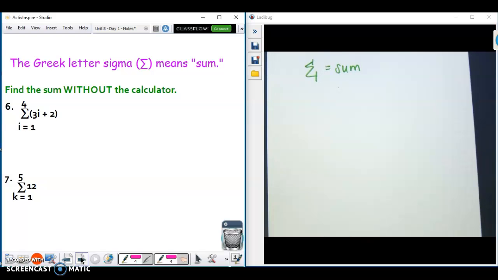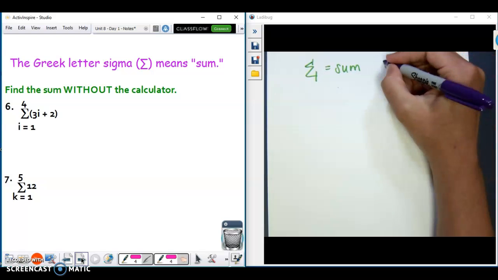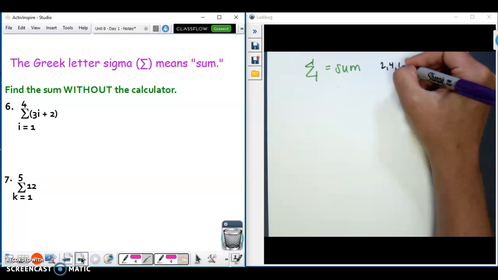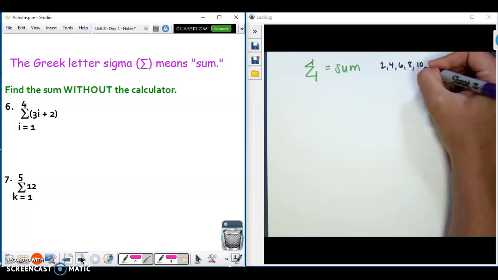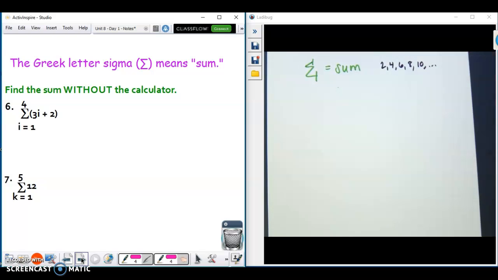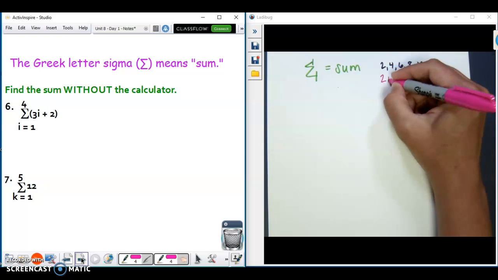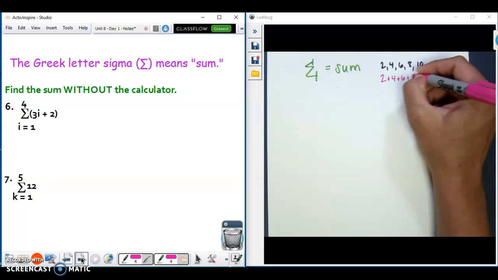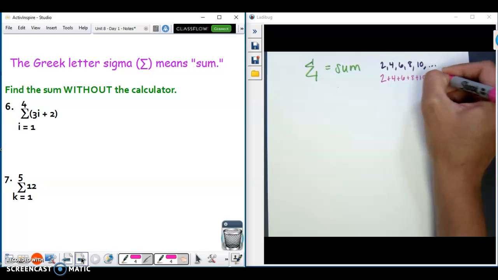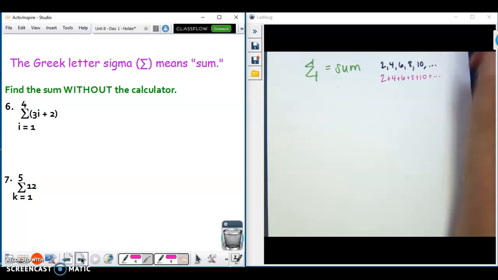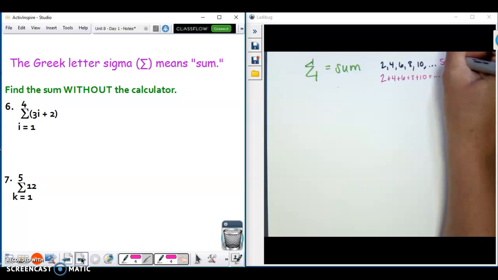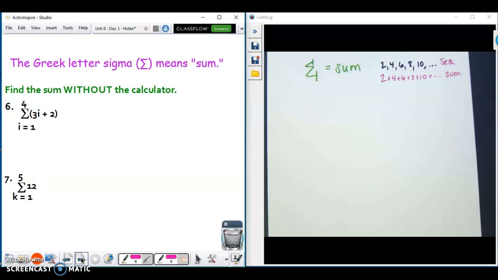So guys, before we go to this, if I give you the sequence 2, 4, 6, 8, 10, and so on, this is a sequence, but if I do the sum of this, now I'm saying I'm adding all these numbers together, and it would keep adding up forever. So this is a sequence. This is a sum. Okay, so that's the difference.